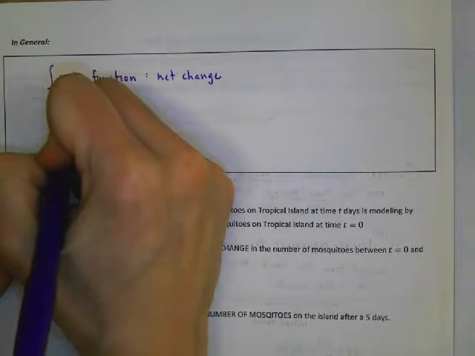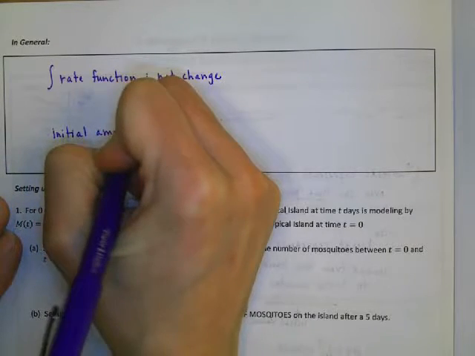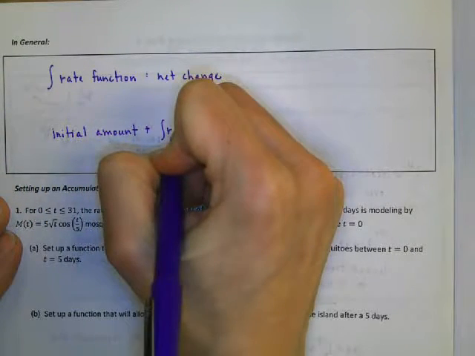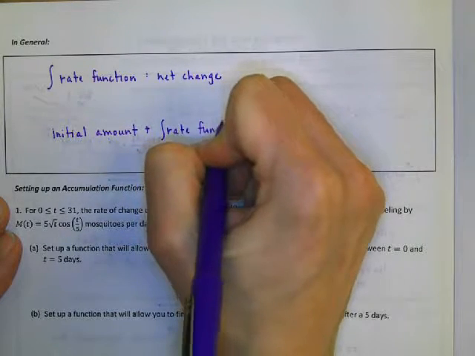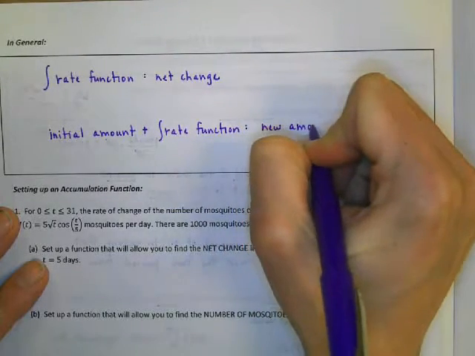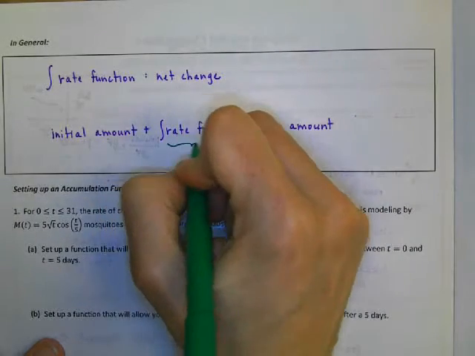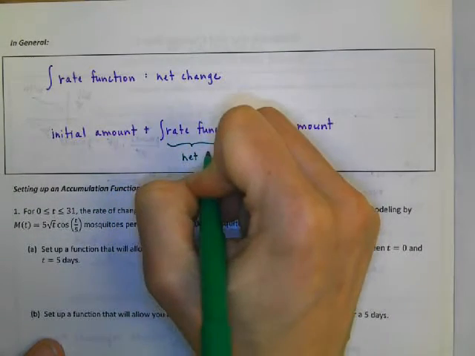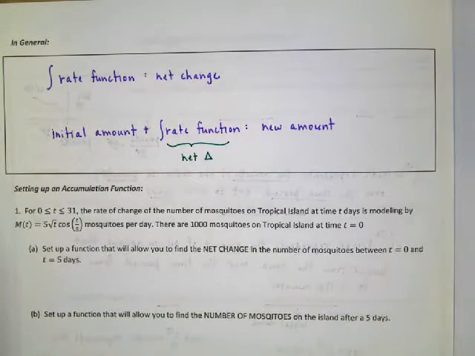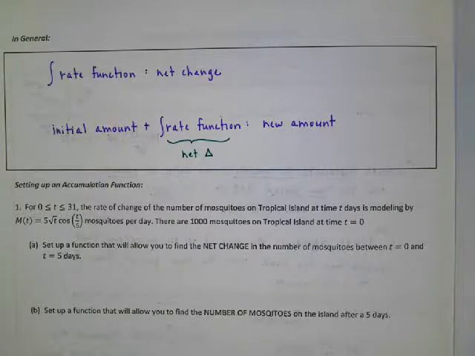Now, if I have an initial amount, like we did with our bees, and I add the integral of the rate function, now we're getting the new amount. So we're getting a new total amount because we have an initial amount plus our net change, and that's going to give us our new amount. So this is really the key to these types of problems. So let's go ahead and look at some problems and see how we would set up these accumulation functions to solve these problems.